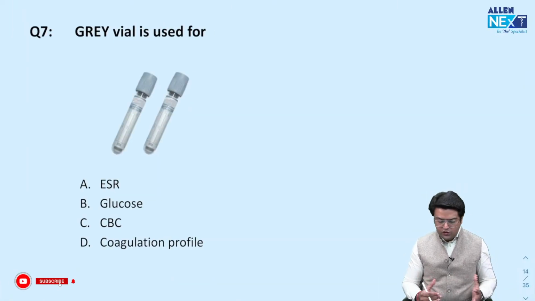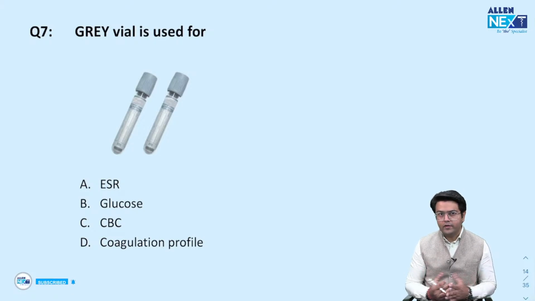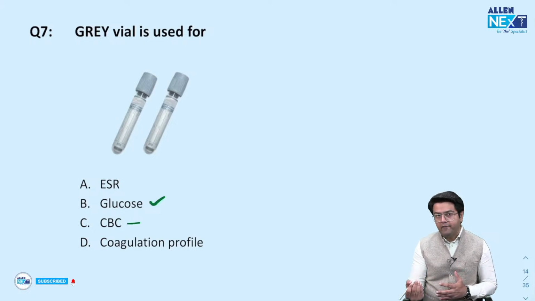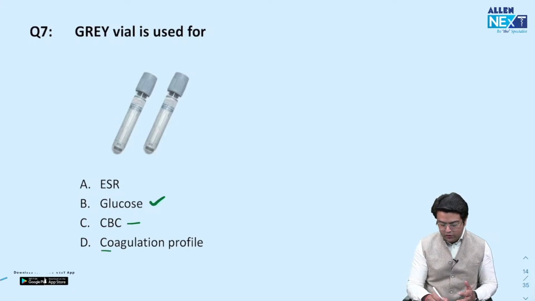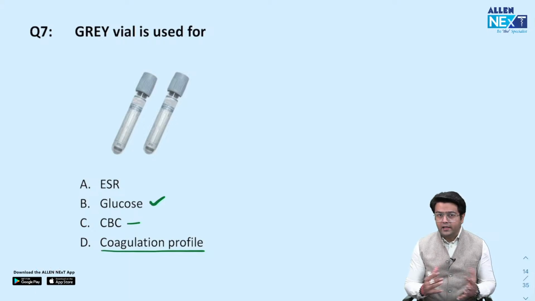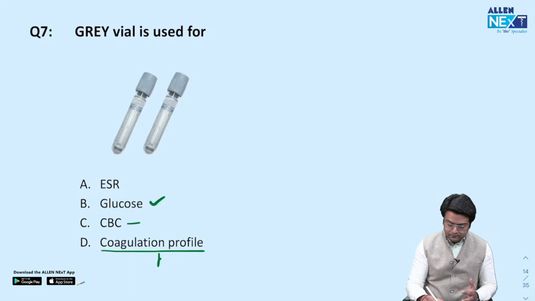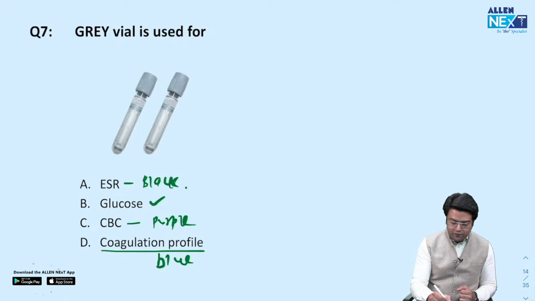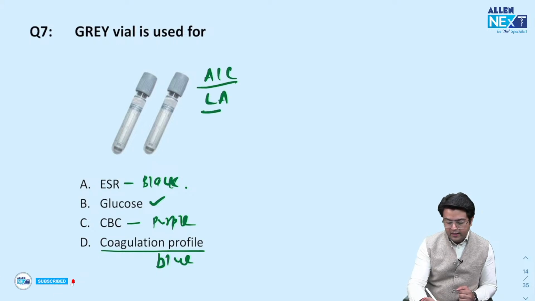Okay, gray vial is used for, so guys, this is one of the very easy ones, and the answer for this question is definitely glucose. Okay, and for CBC we generally use the lavender or purple one with EDTA, and for the coagulation profile like PT and INR, we use the blue one. So that is purple or lavender, and for ESR we can use the black one.